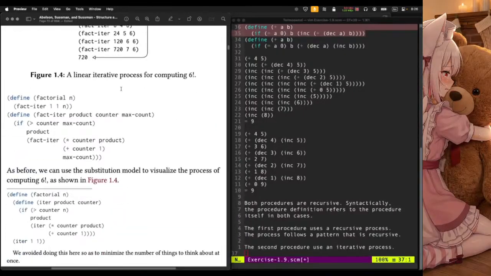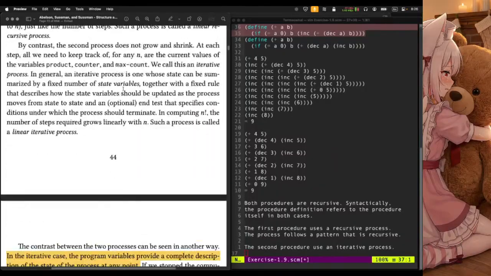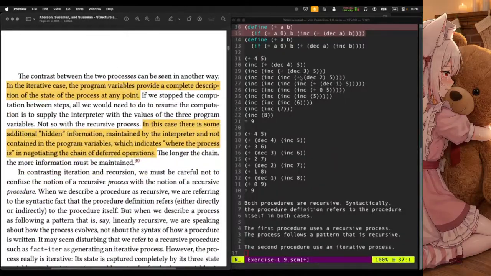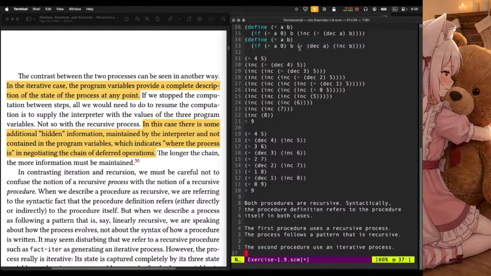And so I decided that both procedures are recursive because syntactically both of them refer to the same procedure inside the definition of the procedure. But the first procedure goes through a recursive process, and the second goes through an iterative process. And you can tell this because in the first procedure, if you stop at any particular step, you may not have all of the information, I guess, or something like that. I don't know if that's the way to say it. I have to think about that more.